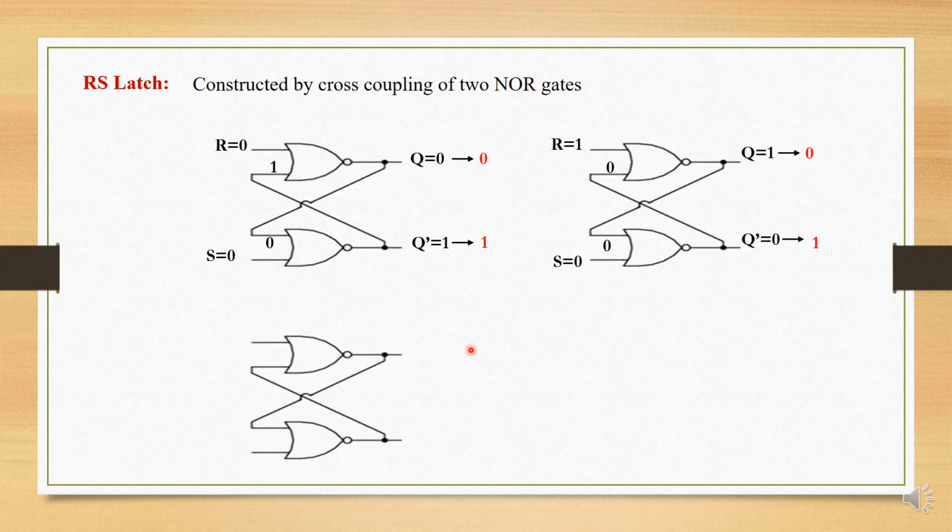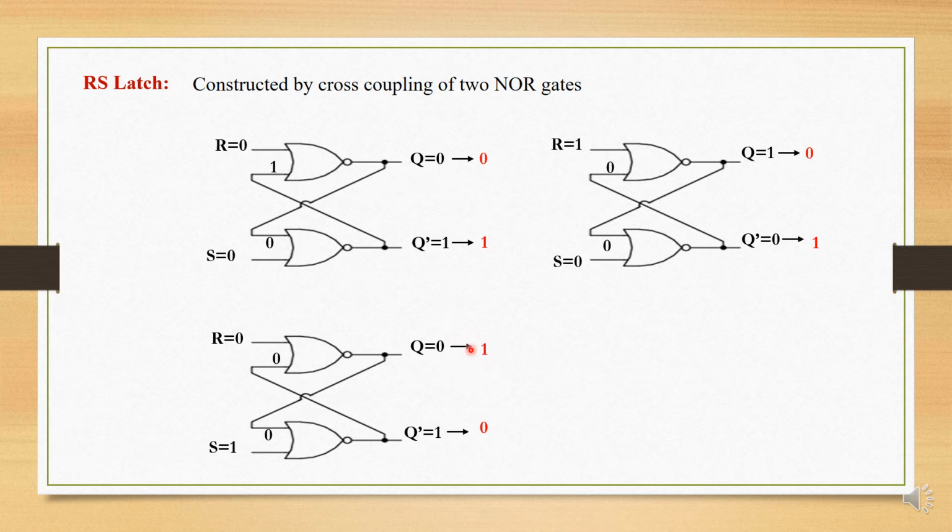Let us now analyze the third case considering R equal to 0 and S equal to 1. Before we start the analysis, let us assume the previous state to be Q equal to 0 and Q bar equal to 1. After assuming the previous state, let us apply the inputs R is 0 and S equal to 1. Now the output of Q is 0, which is given as the input for the second NOR gate. So 0 or 1 is 1, complementary will be 0. The new state of Q bar is 0, which is given back again to the input of the first NOR gate. 0 or 0 is 0, complementary is 1.